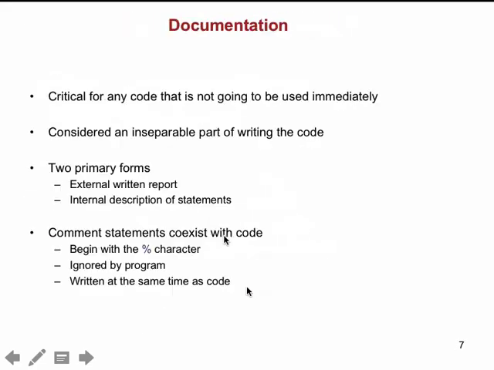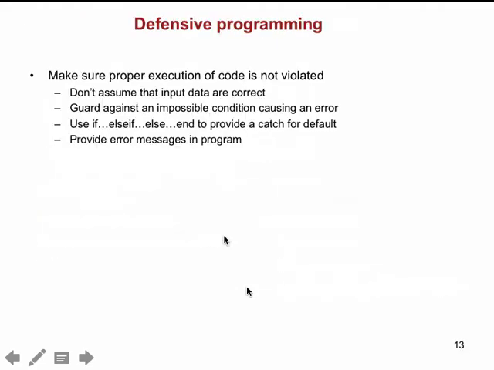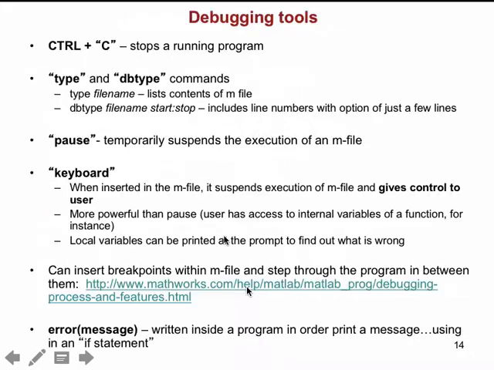So any errors show up immediately. Okay. Now, a couple of tools that can help. Control C stops a running program. Type commands or even debug type. So if you type the file name, you will list the contents of any M file if you just give the file name. Basically command.